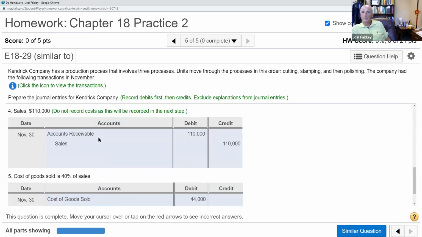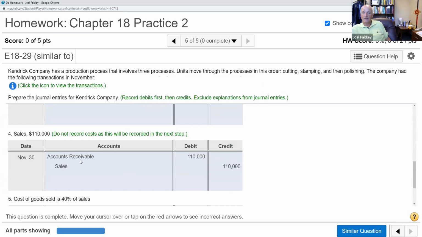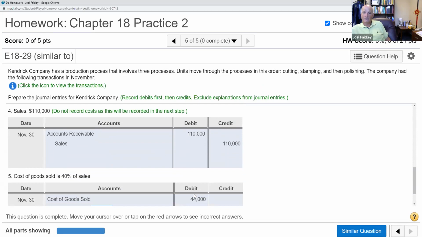44,000. And then we sold it for what? 110,000. So there's my debit to AR and credit to sales. So 110 minus 44 is 66. So we have $66,000 in gross profit, gross margin. Remember that a few chapters ago. And so that's 66,000 minus my SG&A, which isn't given here. 66,000 minus SG&A, selling, general and administrative, gives me my net profit, net income.